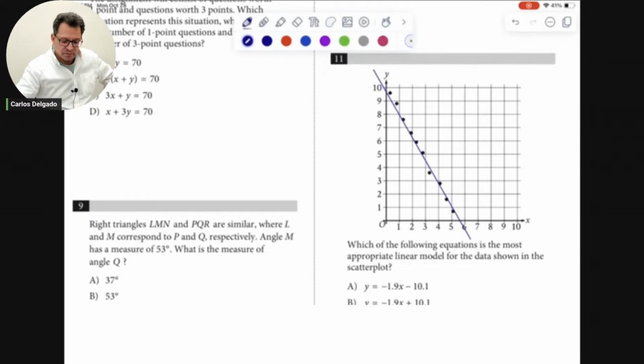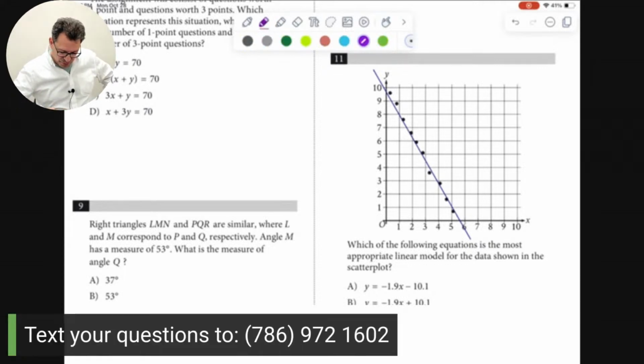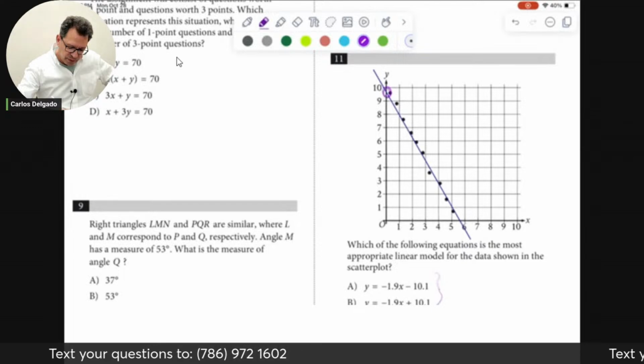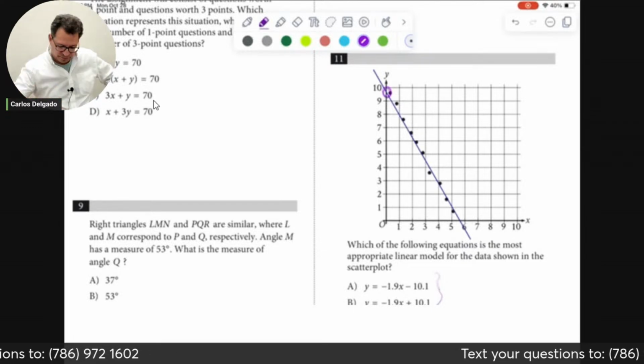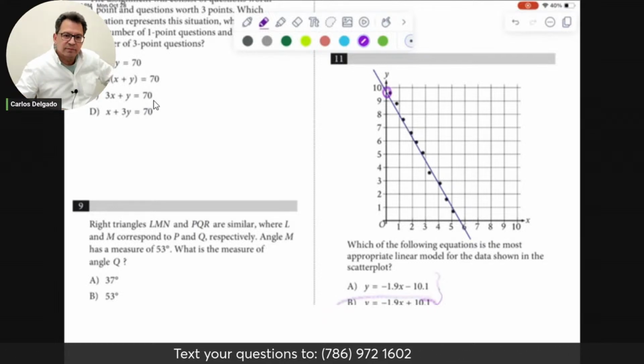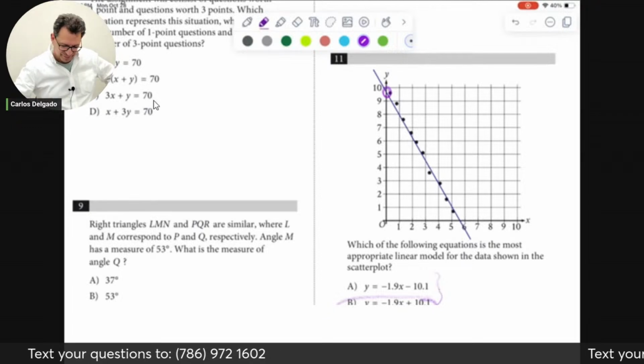has a negative slope. So just knowing that, I know the answer cannot be this or this, because in both cases the slope is positive. Of the two choices that remain, I notice that the y-intercept of the line that I drew is about 9.5, between 9 and 10. So that leaves me only with this possibility, and I'm done. If you have any questions, let me know.